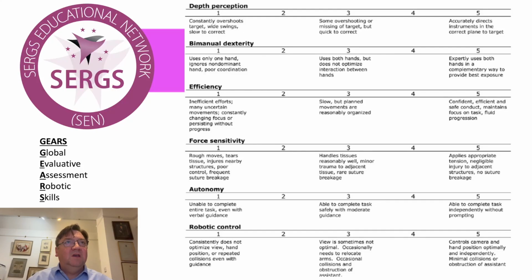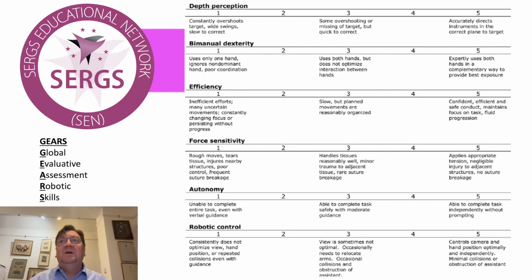So first of all, we have the GEARS, which is the Global Evaluative Assessment of Robotic Skills. This consists of 6 domains, which include depth of perception, ranging from constantly overshooting and swinging around to accurately directing the instruments in the correct place in the target. Manual dexterity, which ranges from using only one hand to being able to use both hands in a very dexterous way.